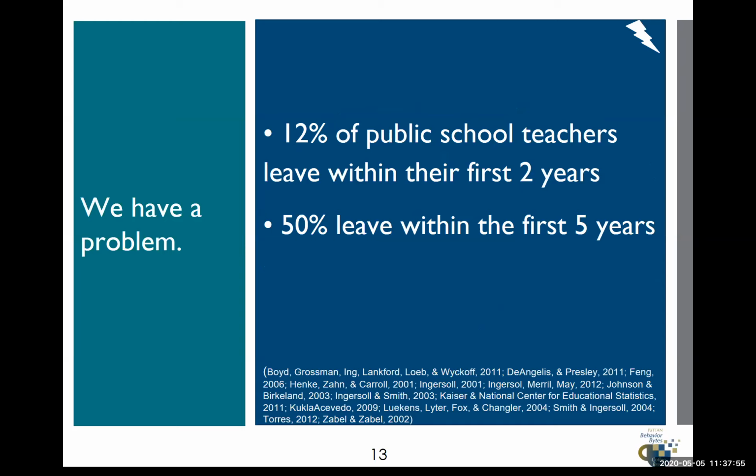So if you're thinking about these numbers of 12% of public school teachers leaving in the first 2 years, 50% leaving within the first 5 years, think about what implication does that have for you in your current role. What implication might that have for you as an administrator, as a classroom teacher, as a parent, if you also have children in the education system? And then also think about how would that affect students as well.